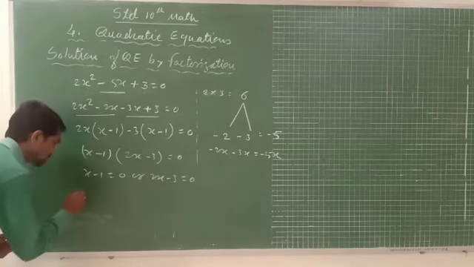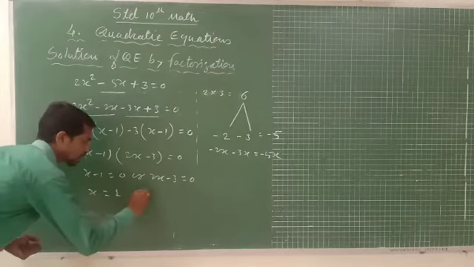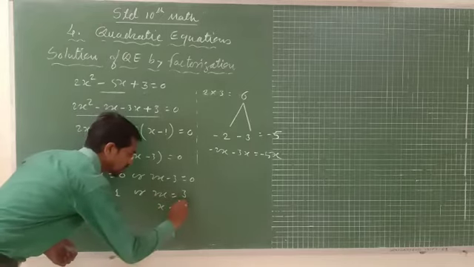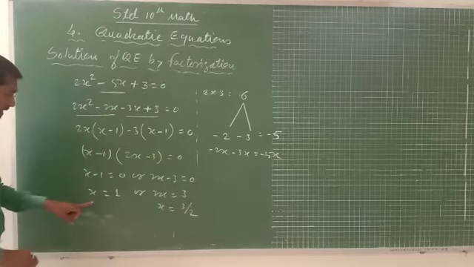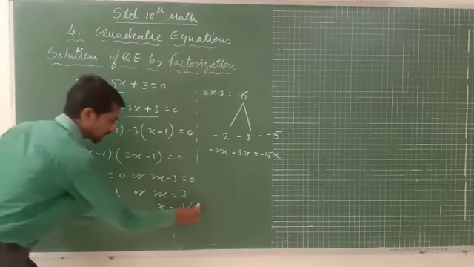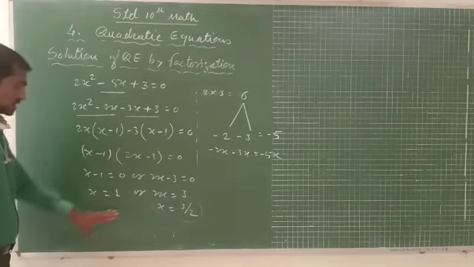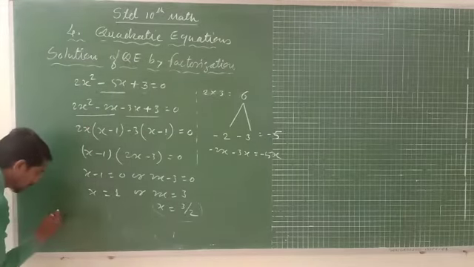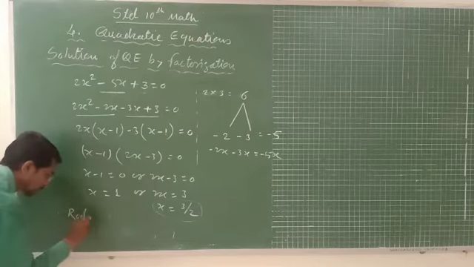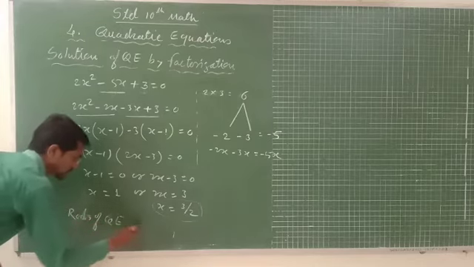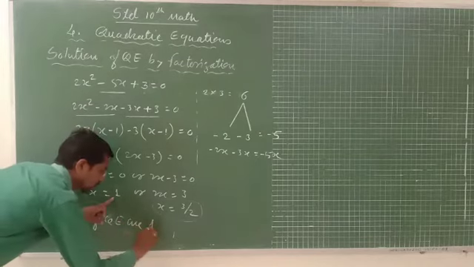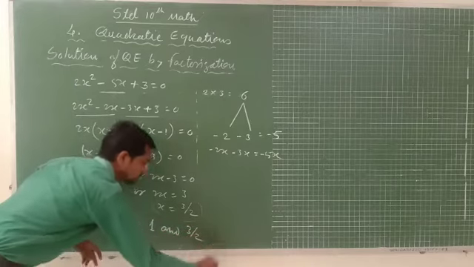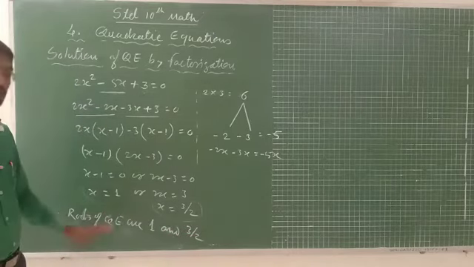Okay. Then therefore x is equal to 1, or solve this one: 2x is equal to 3 means x is equal to 3 by 2. So x is equal to 1 or x is equal to 3 by 2. So this is the solution or root of this quadratic equation. So we can write here, therefore, roots of quadratic equation are 1 and 3 by 2. Is it clear? This is the answer.